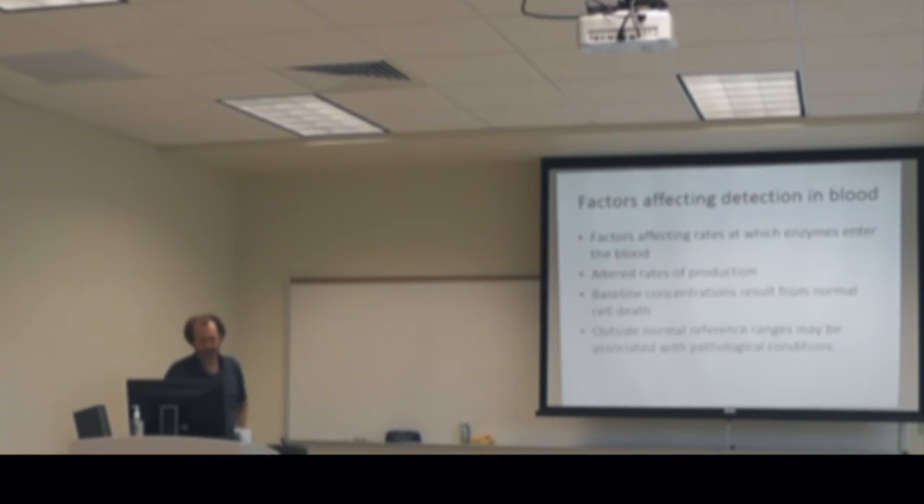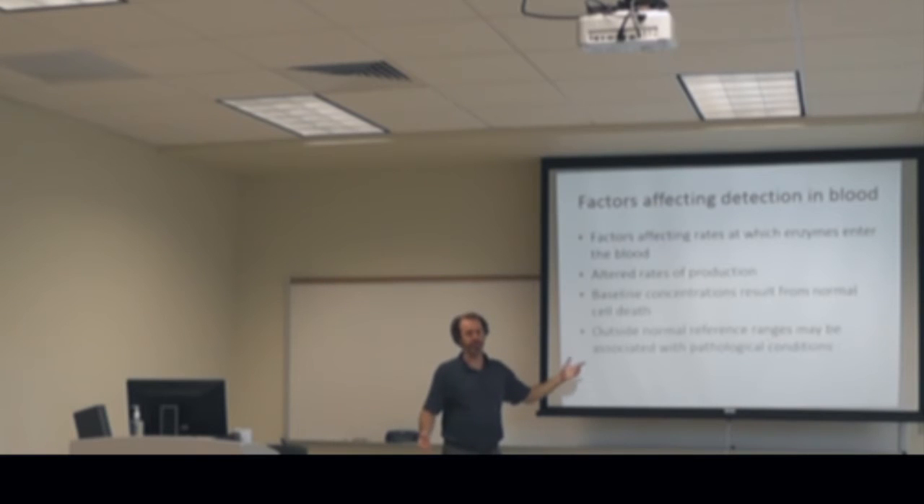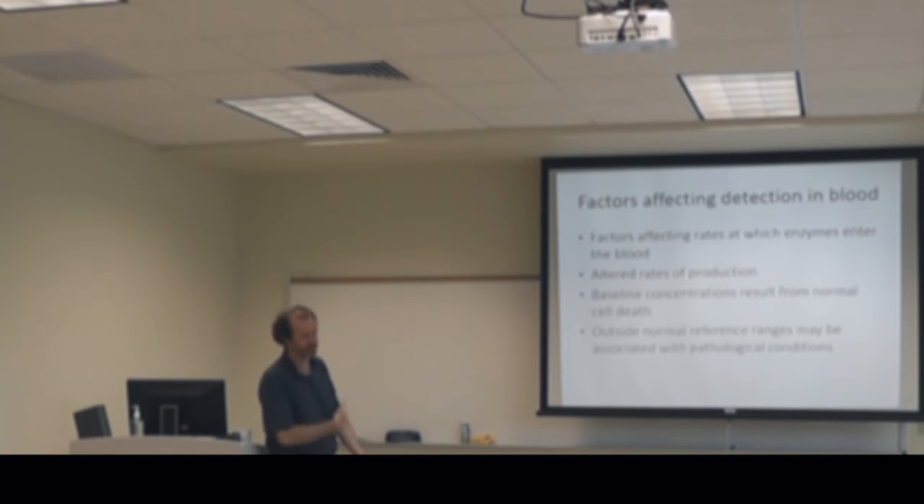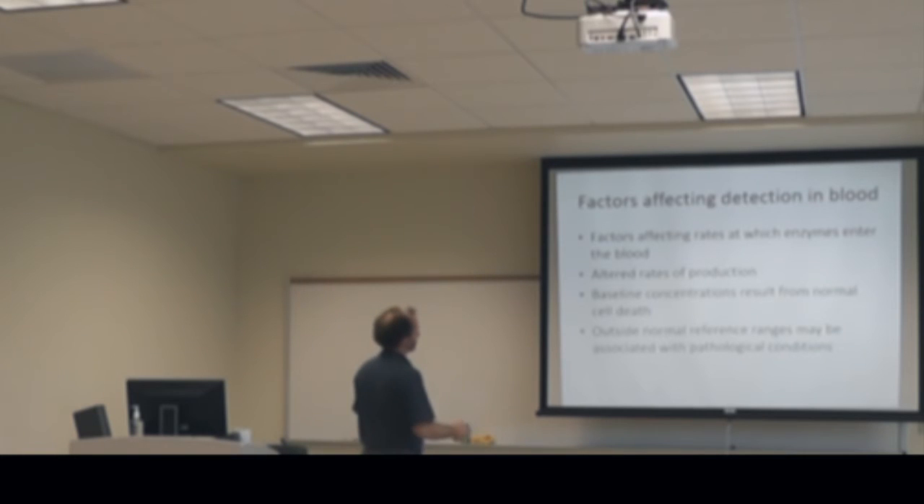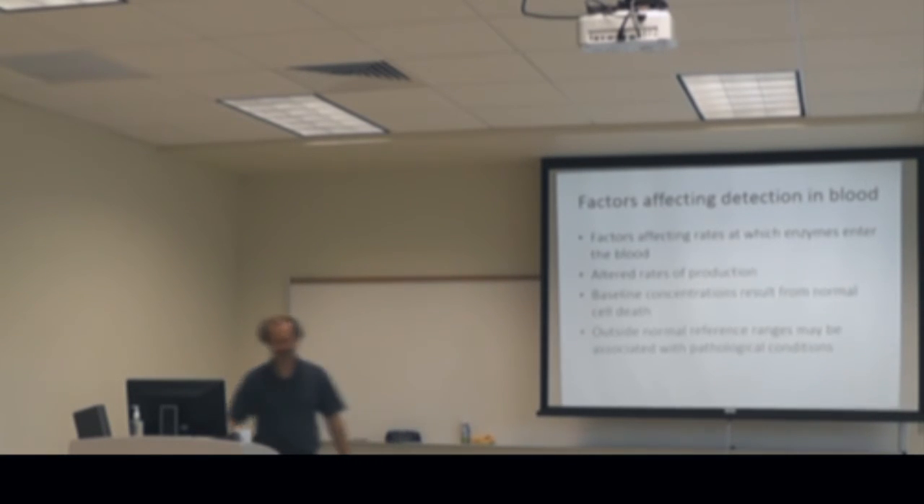So, factors affecting detection in the blood include altered rates of production, which is going to alter the amount you detect in the blood. Baseline concentrations result from normal cell death. All these tissues have normal cell turnover, which is going to leak a normal small amount of enzyme into your blood. That's why we have the reference ranges. When we see elevations above reference ranges, that tells us there's some kind of disease process going on, which is what that says.